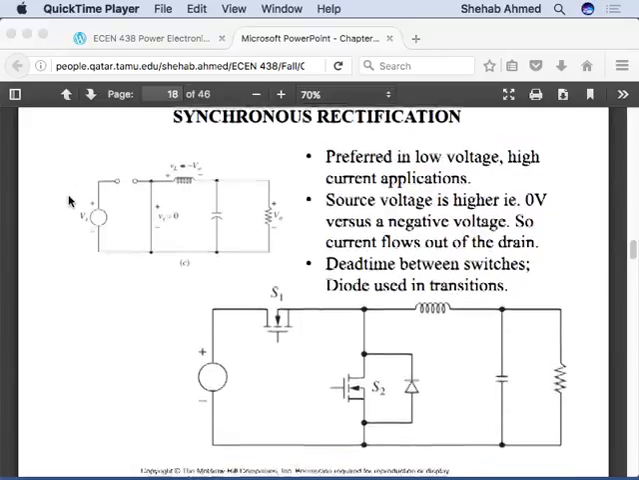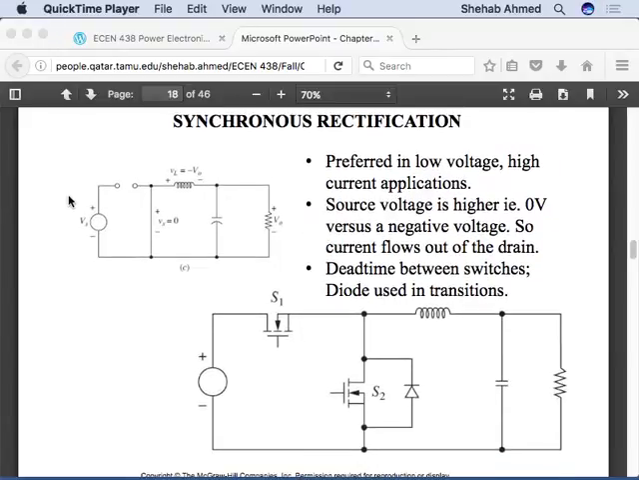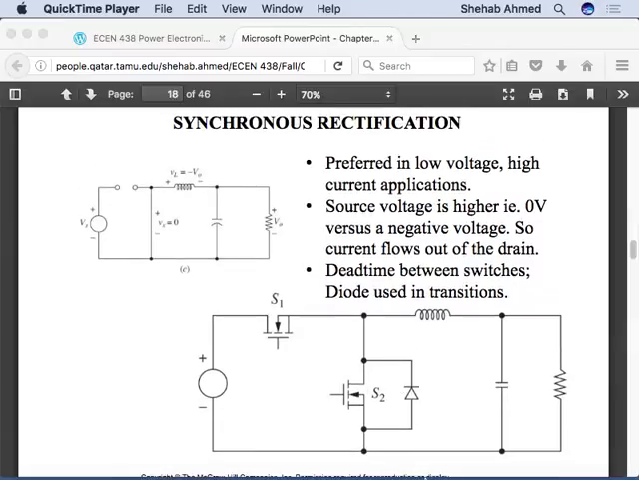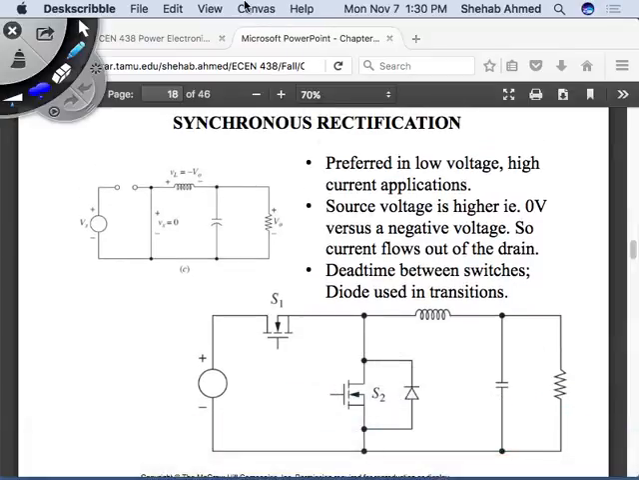Move to the next converter. There's one slide about what is called a synchronous rectifier. This is nothing but a different kind of step down or buck converter as well. So in the buck converter, we don't have a MOSFET here.